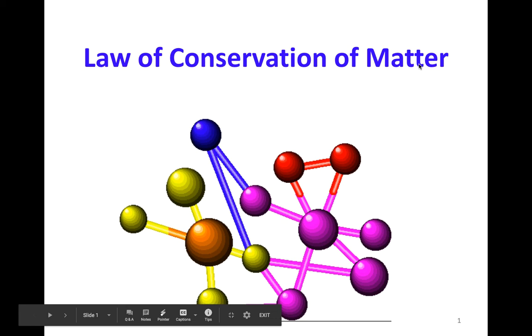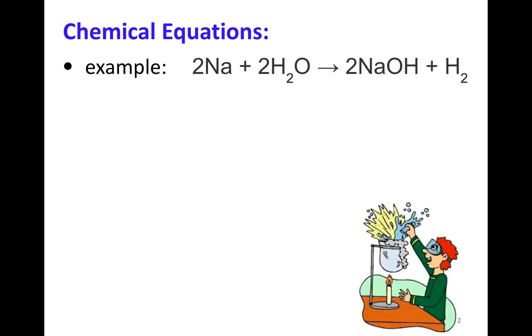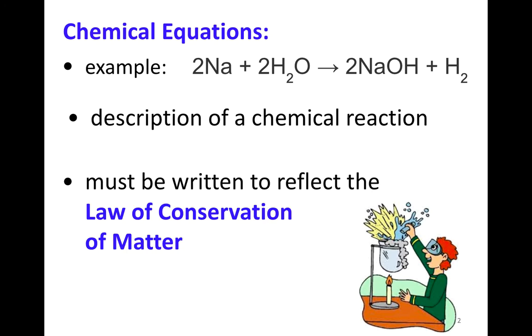Okay, today we're going to talk about the law of conservation of matter. So here's a chemical equation, and you should be able to recognize these parts by now: the reactants and products, and coefficients and subscripts, and know what those mean. A chemical equation is just a description of what's going on in the chemical reaction. The key to this, though, is that it must be written to reflect the law of conservation of matter.